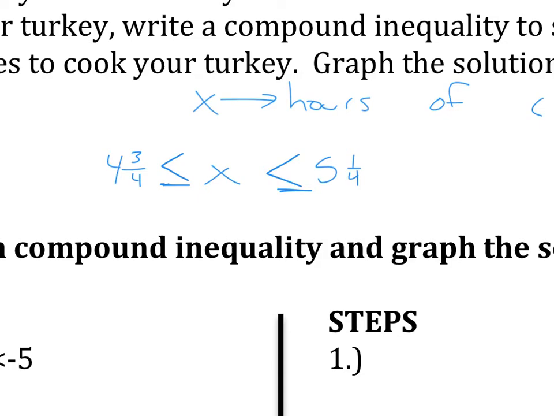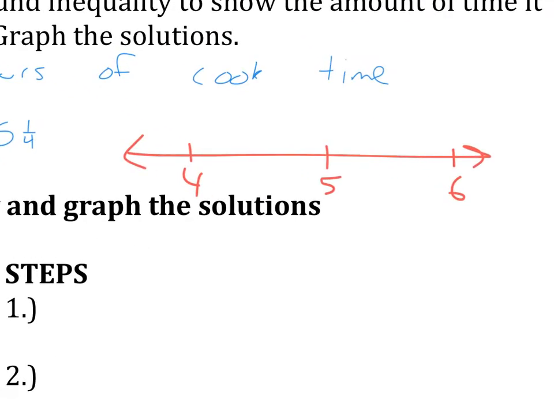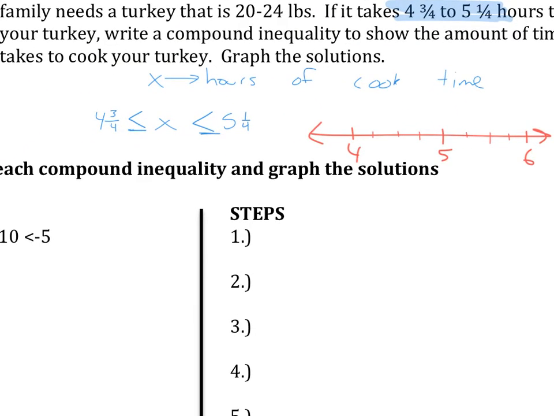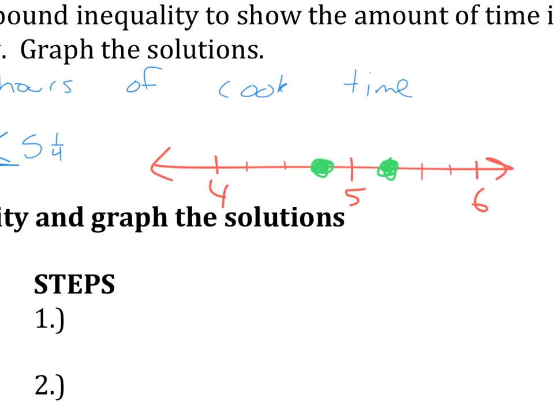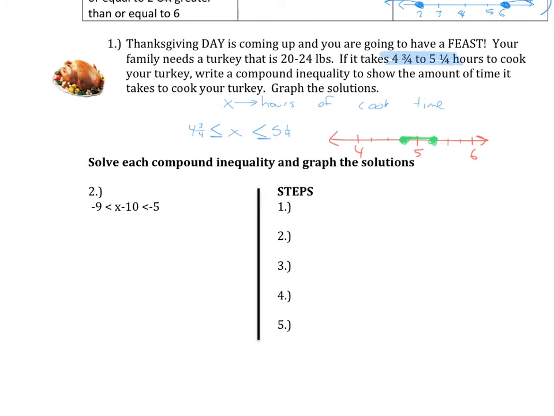So now we're going to graph this on the number line. Let me change colors here. Let's put 4, 5, 6 so we can include all those, and we'll split this into fourths. So 4 3/4 is here, and 5 1/4 is here. I've got to be over 4 3/4 and under 5 1/4. So there are my solutions right there. That's what that looks like in the context of real life. That's what a compound inequality would look like.